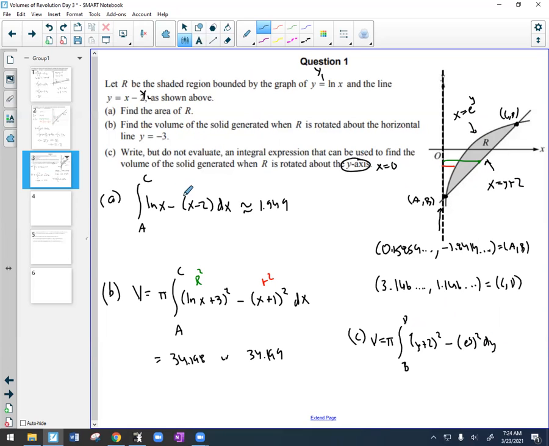You've got your standard area in part A. You've got your relatively straightforward washer method around a horizontal axis for part B. And for part C, you've got a washer around the vertical axis. So those are the three parts. We'll do more practice like this in class.